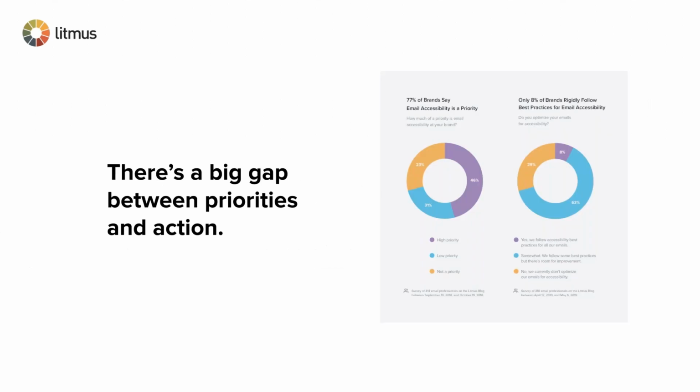So this is interesting because in our own research, we've seen that there's a big gap in priorities when it comes to email accessibility. 77% of brands surveyed said that email accessibility is in fact a priority, but only 8% of brands were following a lot of those best practices for making accessible emails. So it's good to see that at least half of you attendees here are focusing on creating more accessible email experiences. But industry-wide, there's still this massive gap that needs to be narrowed so that people can create better email experiences for all their subscribers.